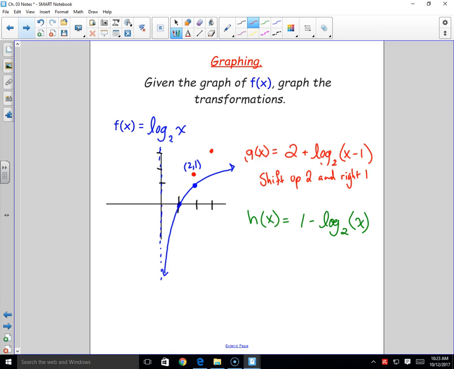Who can add one other thing they should have shifted besides the points? Ryan. Asymptote. Yes. Where does the asymptote shift? Right 1, not 2. Who cares about the up? It's literally right there. Okay, good. Now h.